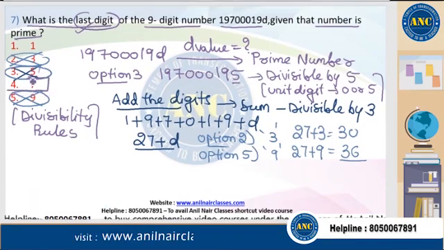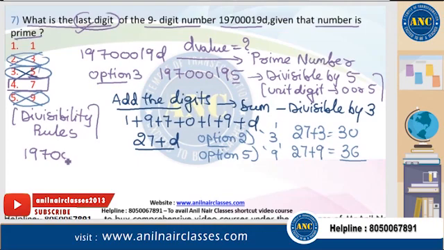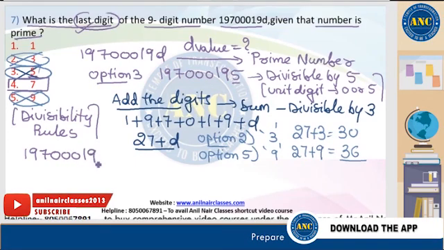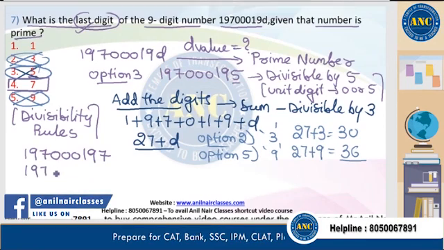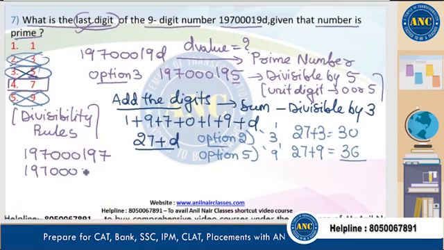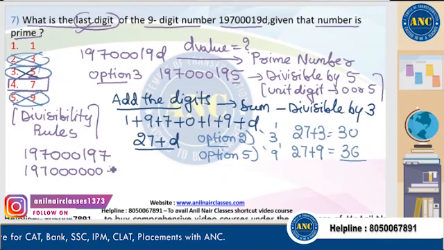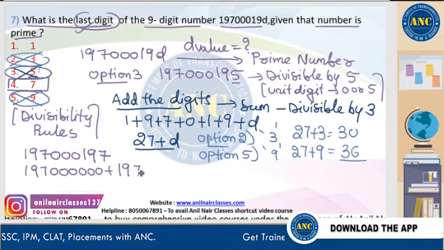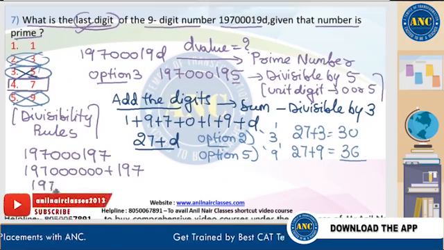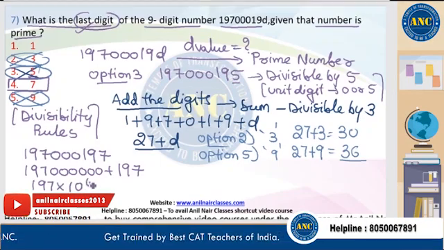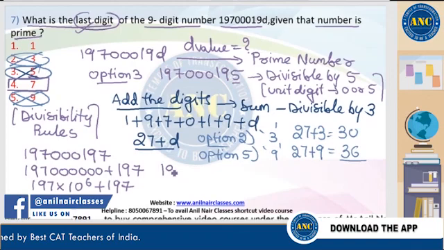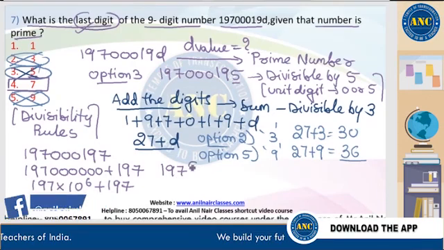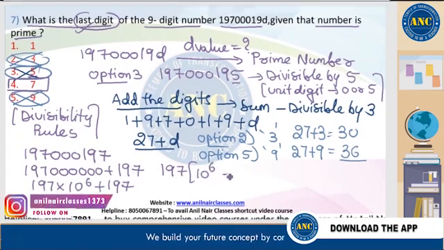Now let me take 7. If I take 7, these are nothing but 197,000,197. Just now we did a similar question. Can I write this number like this: 6 zeros plus 197? So this is nothing but 197 into 10 power 6 plus 197. Now immediately you can write it as 197 into 10 power 6 plus 1.